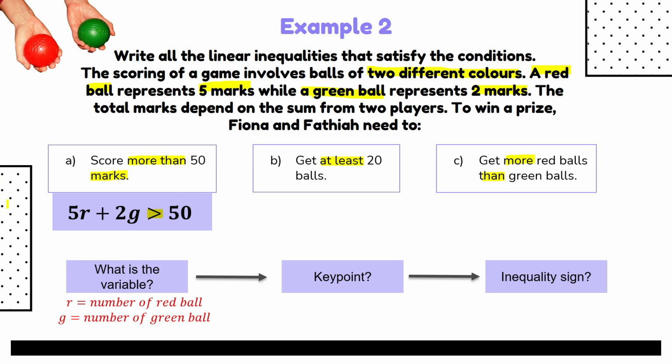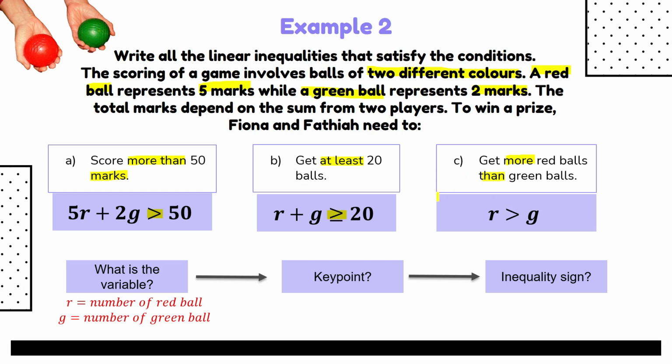Now we take a look at the second condition. This is the linear inequality for the second condition: R plus G higher than or equal to 20. Higher than or equal represents this key point, which is at least, paling kecil, so it must be more than or equal to 20. And the third one is get more red balls than green balls. R must be more than G, so the linear inequality to represent the third condition is R higher than, not equal, R higher than G, or we can say R is more than G. That is the linear inequality for the third condition.